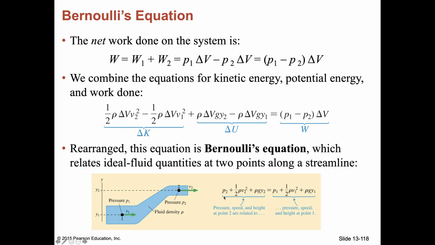So here is the final version of the Bernoulli equation. It states that P, the pressure, plus 1/2 rho V squared plus rho g times height is a constant for an ideal fluid in a straight line.